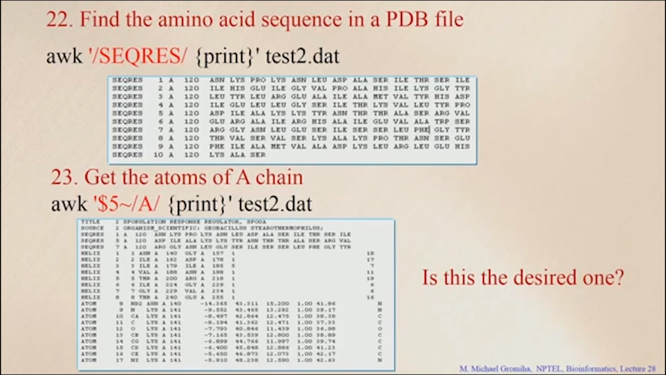Okay. So now if you are interested to see a sequence, where is the sequence information present in the PDB file? How to get the sequence information in a PDB file?